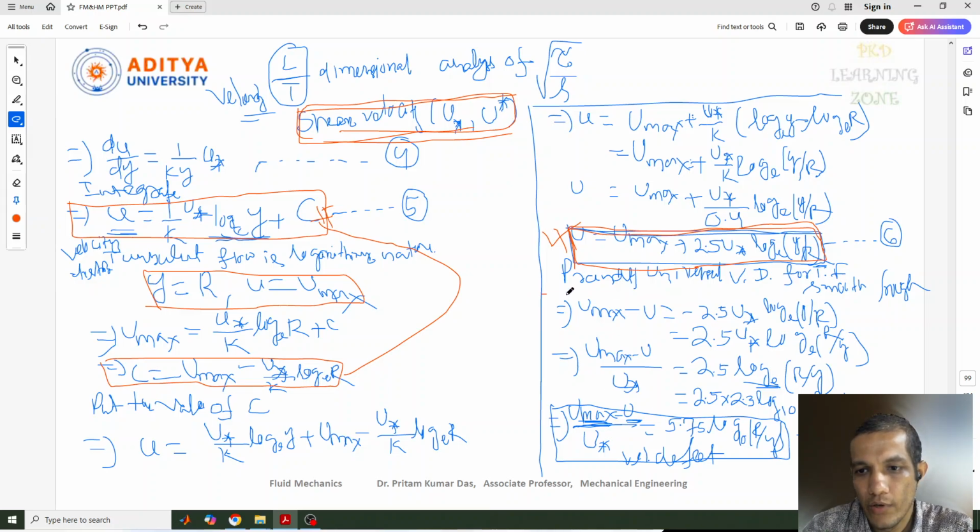Now if you want to extend this equation, we can go for the velocity defect equation. Here we have taken U max minus U, that means maximum velocity minus local velocity, and we got it in terms of this one.